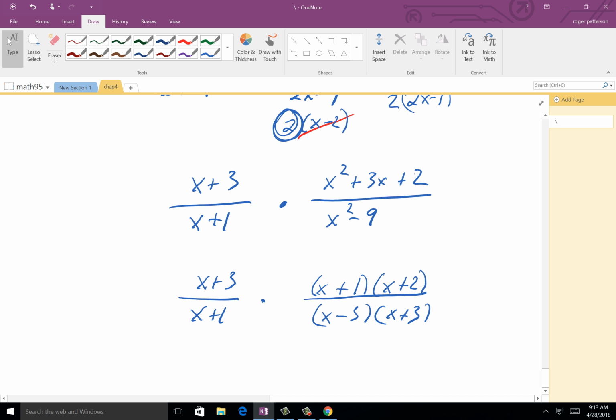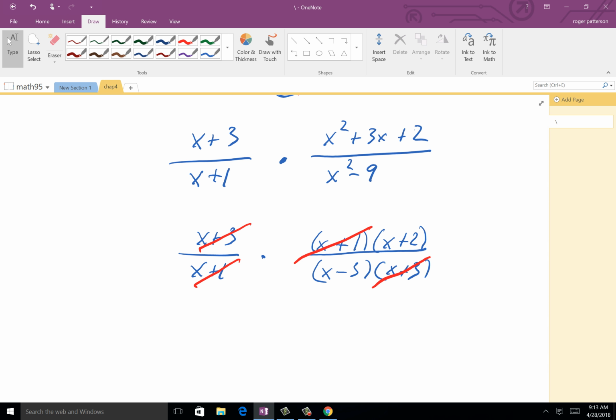So now, once you have that, it's a matter of just figuring out, hey, what can I cancel out, right? So what can we cancel out? X plus 3 is going to go there. X plus 1 is going to go there. So what are we left with? Yeah, x plus 2 over x minus 3. So multiplying is more like just factoring and canceling things out than it is really multiplying.